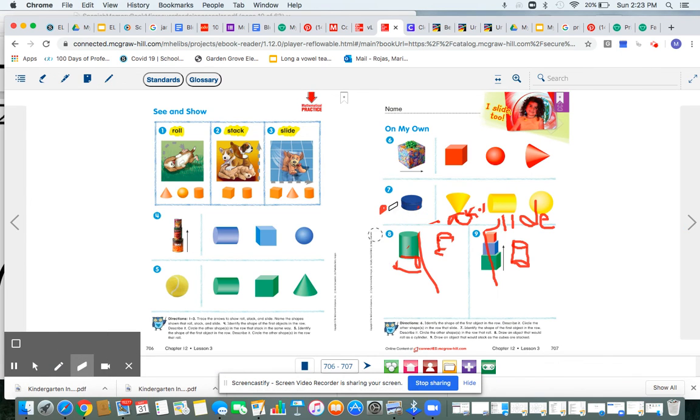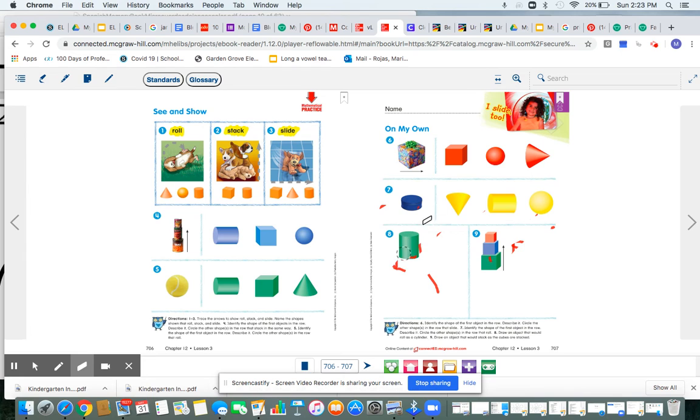Here, what you're going to do is look at number 1. Number 1 says roll. Okay, now we want you to think, what is an object that can roll? So if it can roll, you're going to circle it. So try a cone. Can a cone roll? No. So I'm going to circle the sphere and the cylinder. Remember I said the cylinder can roll if it's facing this way. This is the way the cylinder can roll.